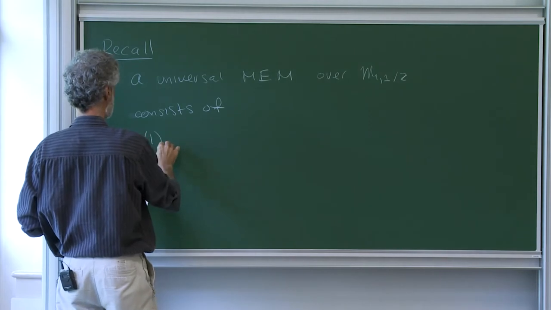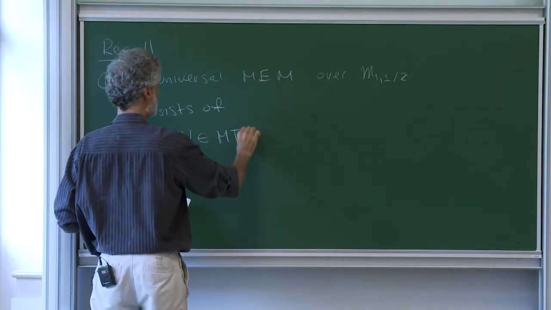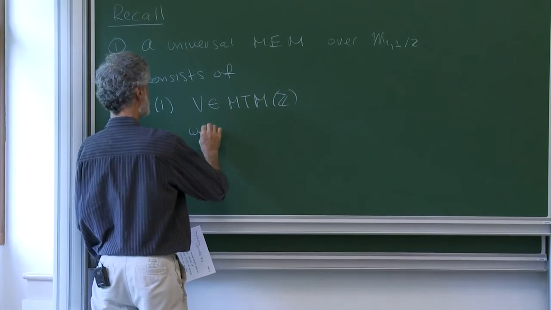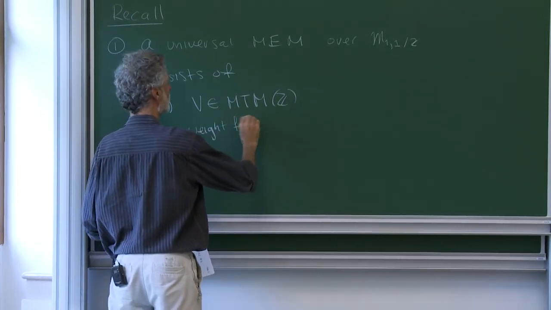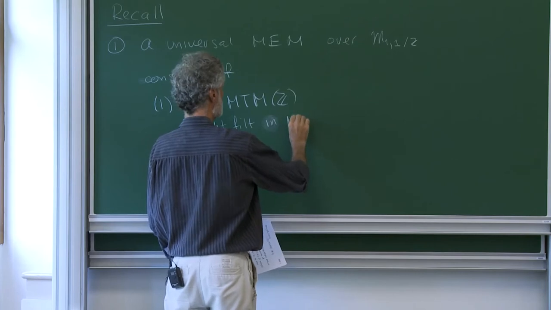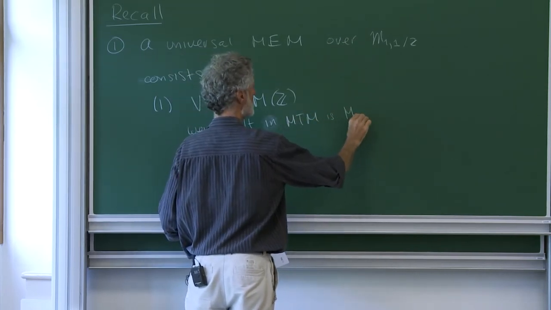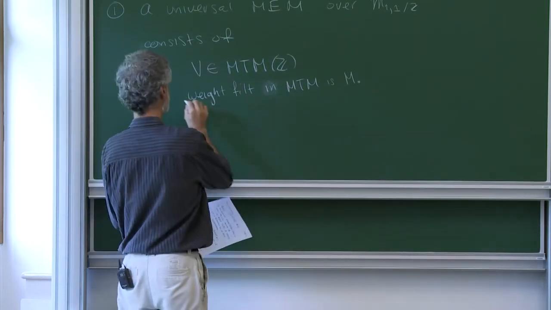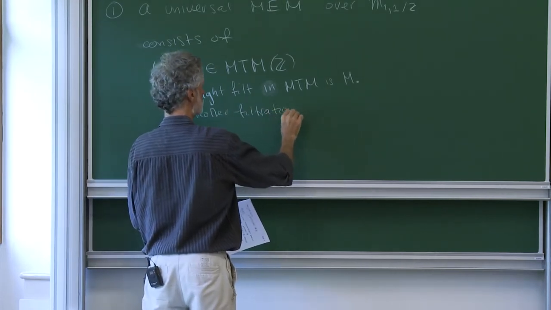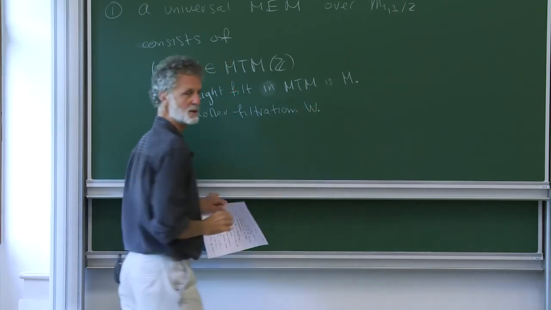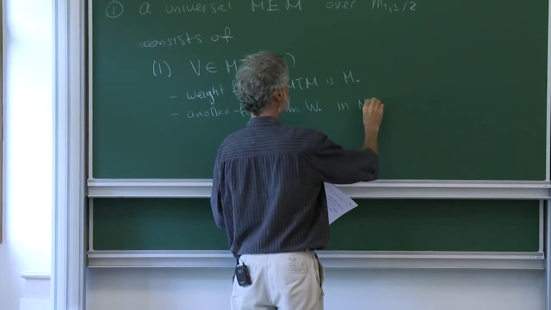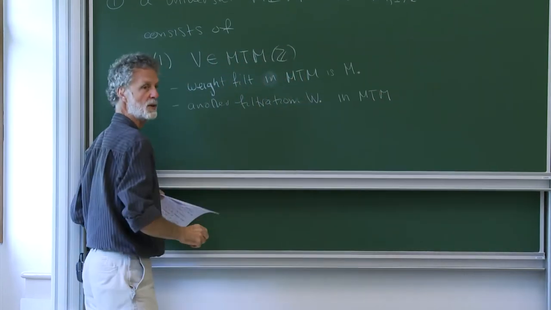the first thing is a V in MTM, and by that I mean MTMZ, a mixed Tate motive, and its weight filtration. The whole story is a little confusing because there are two weight filtrations. The weight filtration in MTM is denoted by M dot, not the usual W dot. And there's another filtration, W dot, which is also a weight filtration, and it's a filtration by subobjects in MTM.